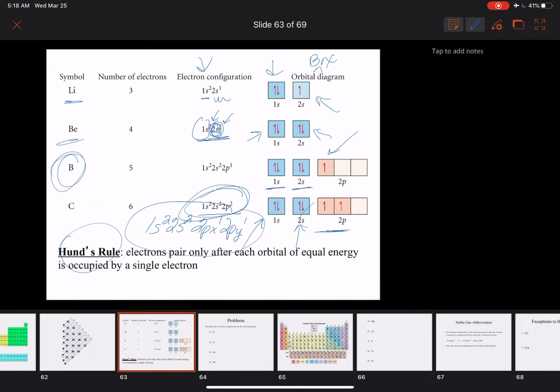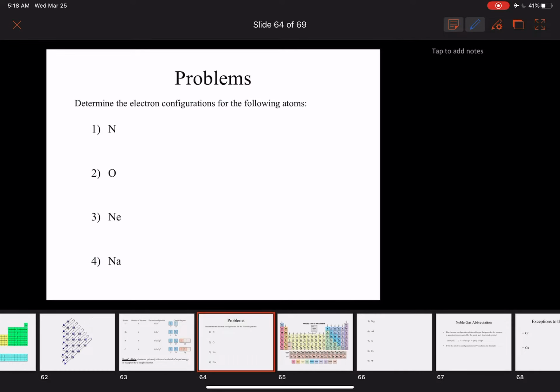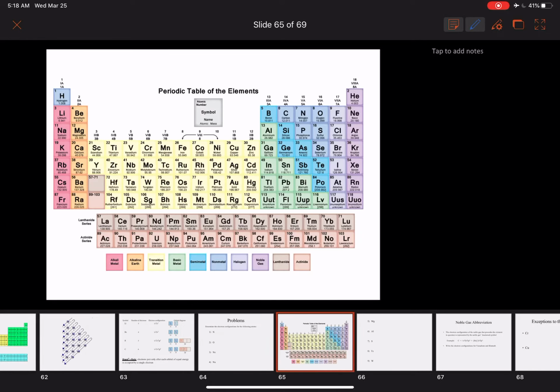Okay, so let's do a few of these. So I split up this problem page into 2 different slides, but it has all the same elements as your slide does, the original that you guys downloaded. So the problem says determine the electron configurations for the following atoms. So we have nitrogen. Now nitrogen is right here.